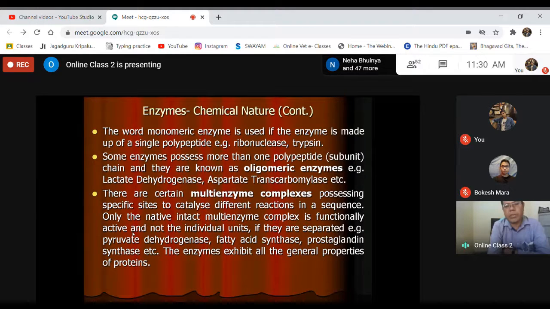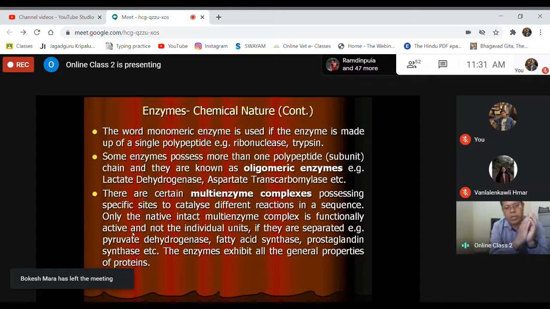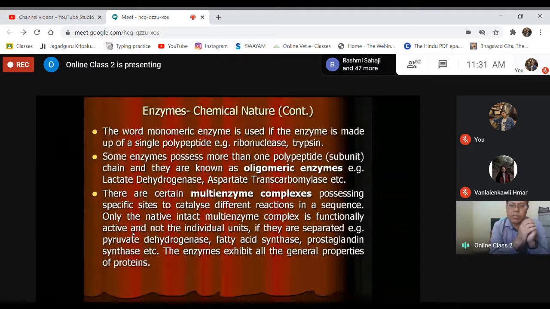When they are separated, then they may not have the catalytic activity. If they are separated, for example, the pyruvate dehydrogenase. Okay, so pyruvate dehydrogenase has 3 enzyme subunits. They have the 3 catalytic sites. Then another one is the fatty acid synthesis, then prostaglandin synthesis, etc. So all these enzymes exhibit the activity only when the different enzymes are in the complex form. Okay, the enzymes exhibit all the general properties of the protein.